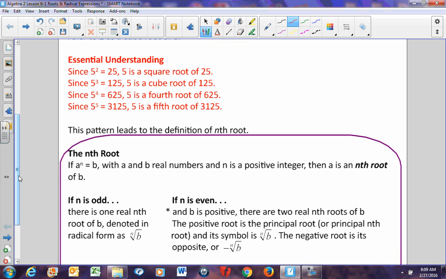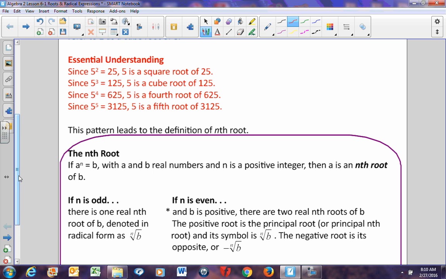Since 5 squared equals 25, 5 is a square root of 25. 5 cubed equals 125, so 5 is a cube root of 125. 5 to the fourth equals 625, so 5 is a fourth root of 625. And 5 to the fifth is 3,125, so 5 is a fifth root of 3,125. This basically leads us to what we call the nth root.